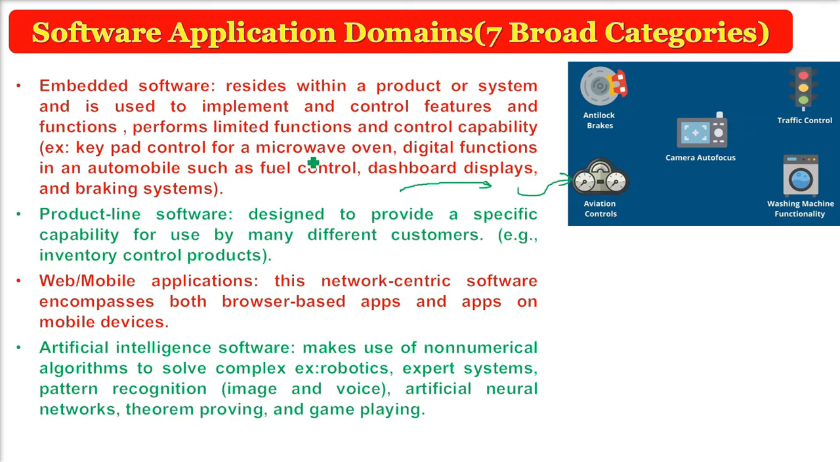Even in your microwave oven, you will find it. Even in your automobile, the good automobiles, the different conveyances, the Volvo buses, all have different braking systems, and these are governed and handled by embedded software. Coming to product line software, as we just talked about inventory control products, these software are designed and made for a specific capability, but will be used by different customers. Let me also add the e-commerce website or e-commerce app. These are product line software. One software is used by multiple customers at the same time.